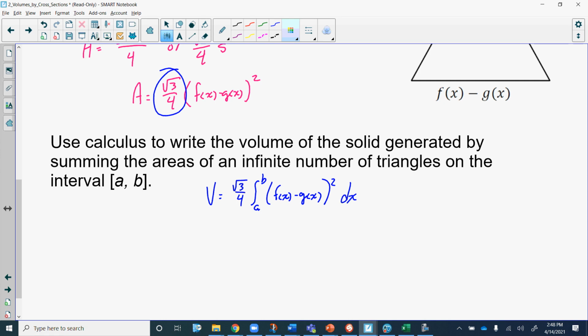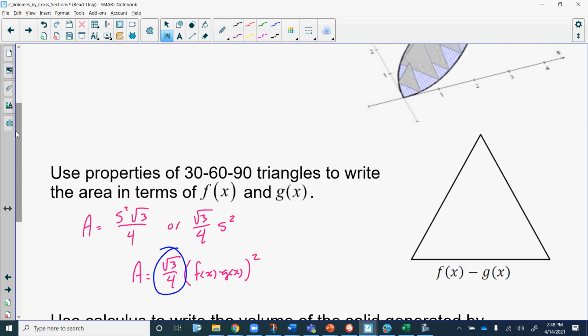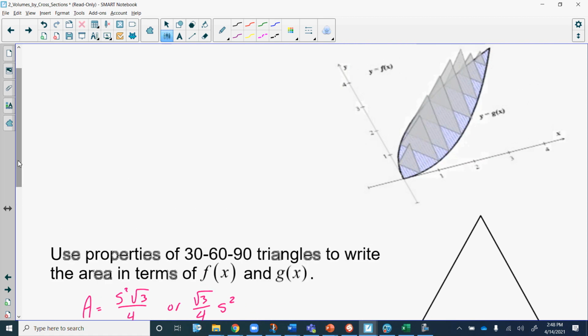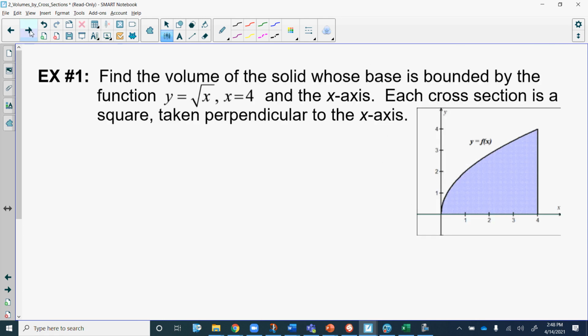So hopefully you're getting an idea of what the cross-sectional shapes are going to look like, as we spread them out over a three-dimensional area. And now that we've established how we can use an infinite sum of those areas to get the volume, and how we can take the area expressions and use them for our integration, it's time to put them into practice and see, can we actually find a volume in this case?